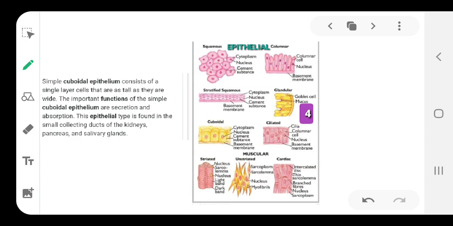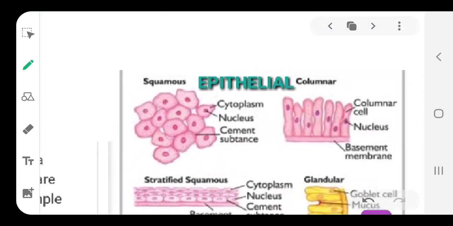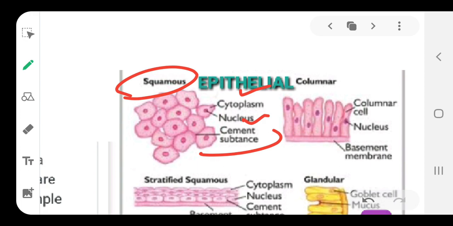Now, here we begin with the epithelial tissue. Please check your diagram in your textbook and then label them properly. The first one is squamous. You only need to write down 3 labelings. The whole pink zone you can call the cytoplasm, having a dot in the center called the nucleus, and the cells are joined together by a cementing substance. So, these 3 labelings are more than enough for squamous.